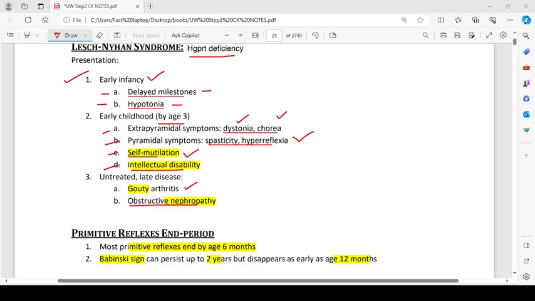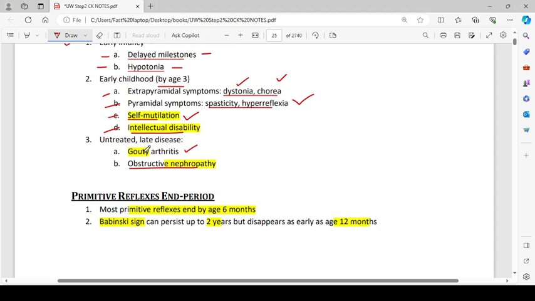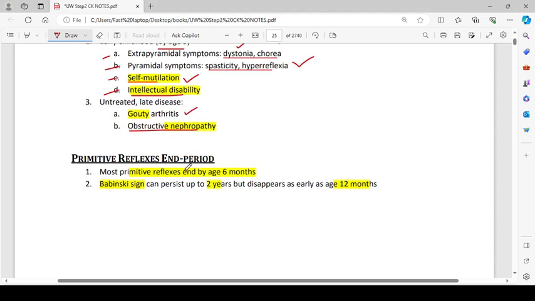So, primitive reflexes end period. Most primitive reflexes end by the age of 6 months. Babinski sign persists up to 2 years, but it can disappear as early as 12 months. So it is a reflex that persists for a longer time. Otherwise, most of the primitive reflexes vanish by the age of 6 months.